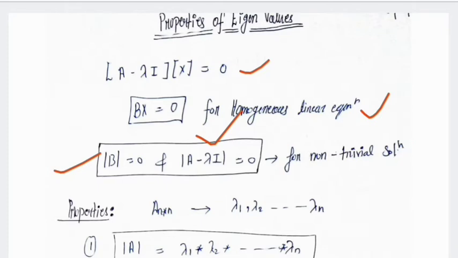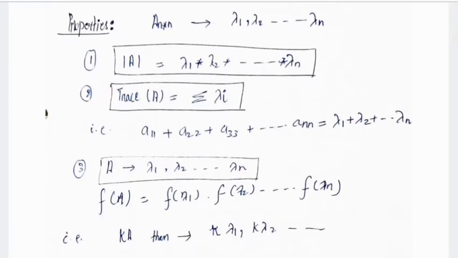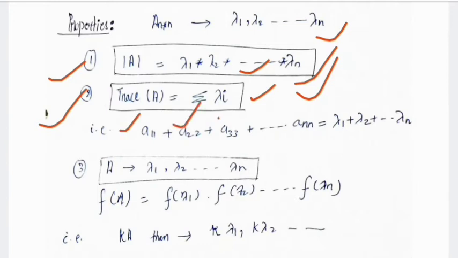Now come to some solutions and properties of the matrix A, n into n. If an n into n matrix has the eigenvalues lambda 1, lambda 2, till lambda n, then the properties are: first, determinant of A is equal to the product of all eigenvalues, means determinant of A is equal to lambda 1 into lambda 2 into till n times. Here trace of A is equal to the summation of all eigenvalues, means A11 plus A22 plus A33 till Ann is equal to eigenvalue 1 plus eigenvalue 2 plus till eigenvalue n.